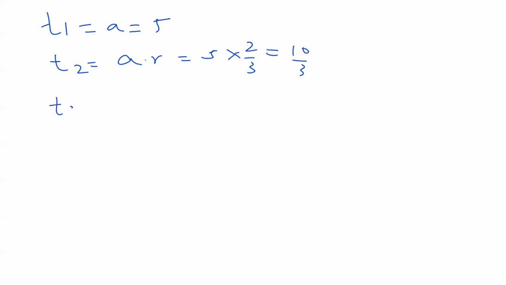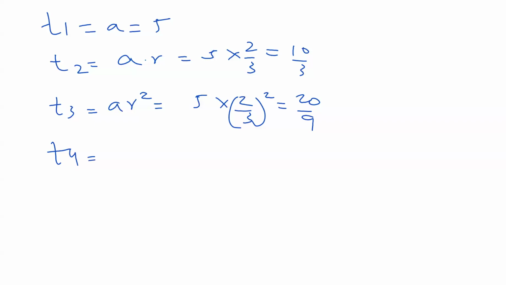T3 is A R square, 5 into 2 by 3 the whole square. Okay, so 20 by 9. T4, at least go till T4, 5 into 2 by 3 the whole cube, 40 by 27. Okay.